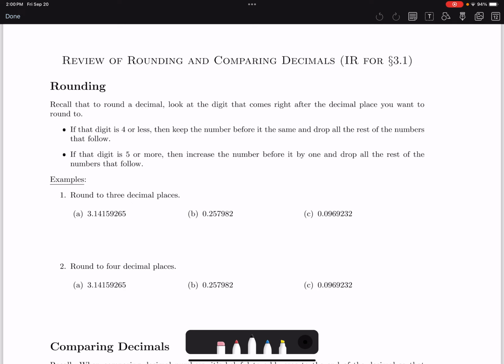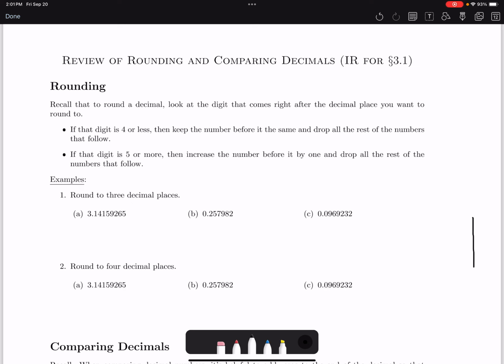So first of all, let's review a little bit about rounding. Okay, so to round a decimal, we look at the digit that comes after the digit that we want to round to. And if the digit is 4 or less, we keep the number before it the same. If the digit is 5 or more, then we increase the number before it by 1. And then we drop all the remaining digits. So as I go through these examples, feel free to pause and make sure that you can do this on your own. So pause the video, try out the problem, and then see if you get it right.